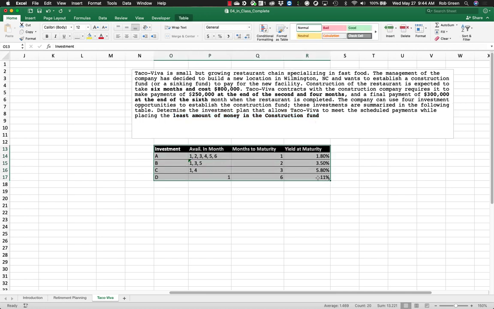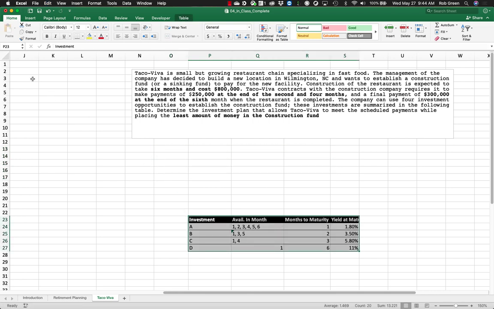Now what we're going to do is reformulate this data quite a bit and rather quickly. So you will see here the decision we're really making is, do we invest in investment A, B, C, or D? And do we invest in that investment in any given month, right? 1, 2, 3, 4, 5, 6, 1, 3, 5, 1, 4, or in month 1. Okay? So I'm actually going to take this down here. I'm going to paste it away, and I am going to set up some new information.